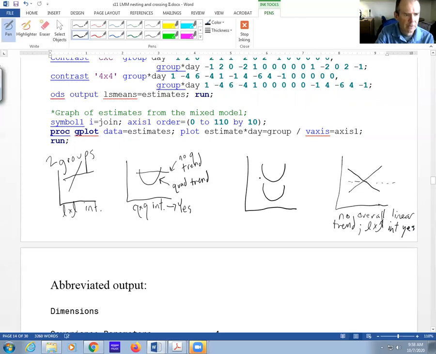Okay. What about this one here, where obviously each group has a quadratic trend to it. So think about the main effect, the overall test for quadratic trend, main effect of quadratic trend, and the interaction.